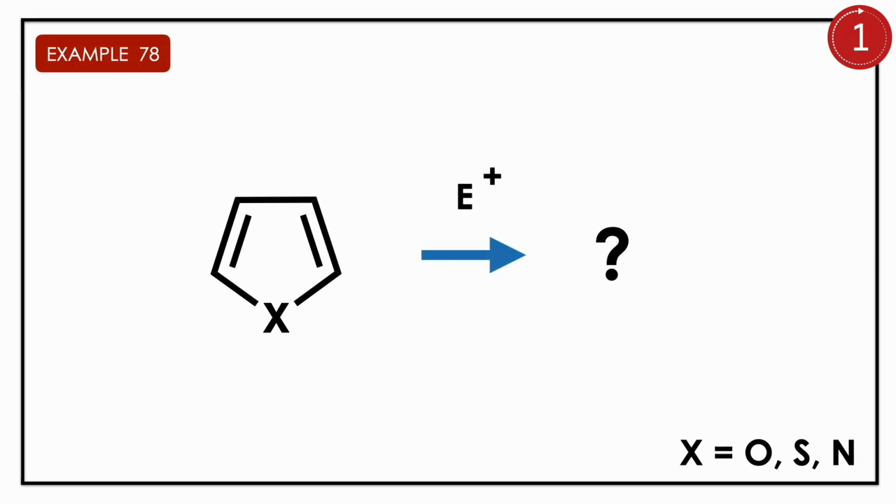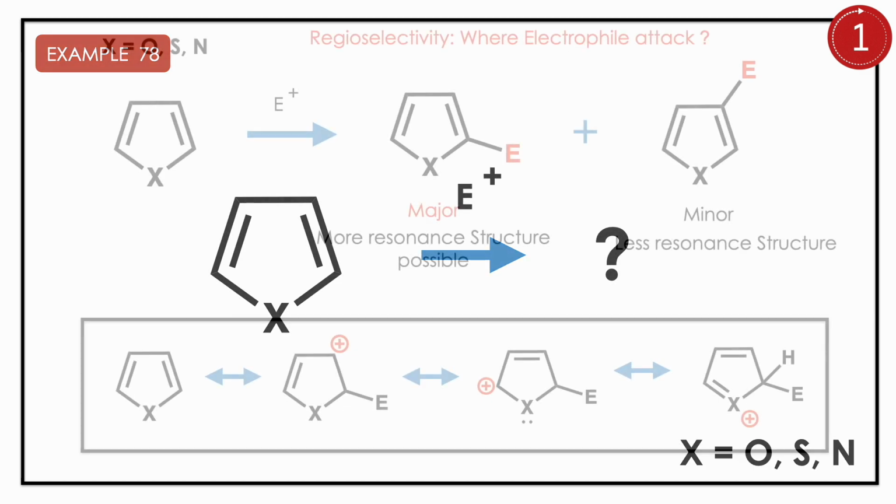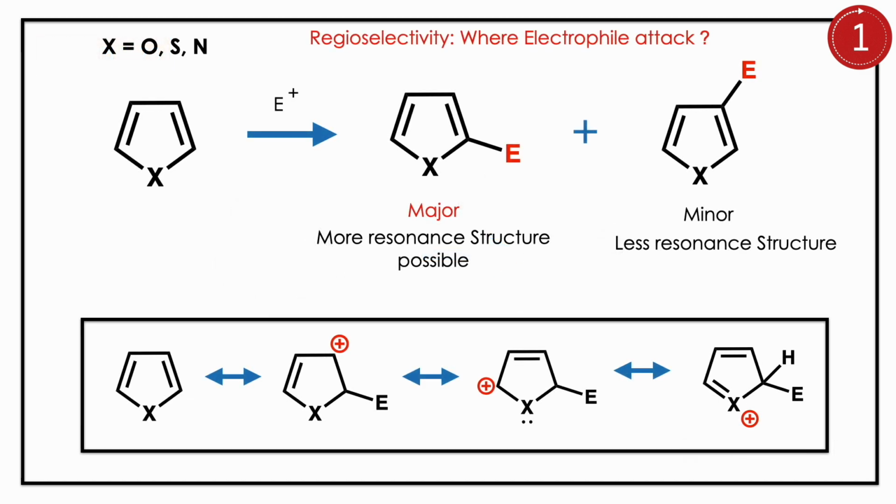Then the next example, you have cyclopentadiene system. The heteroatom can be oxygen, sulfur or nitrogen. You are attacking with electrophile. You should find what will be the final product. Here all the heteroatoms are same, so reaction will be same. E plus attacks the second position, which will give major product. Even though all four positions are possible, E will be the major.